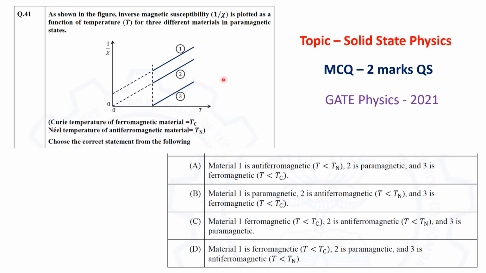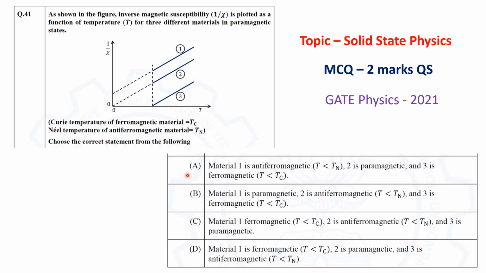So there are mainly 3 types of magnetic materials. They are paramagnetic, ferromagnetic and anti-ferromagnetic. So we have to identify which plot corresponds to which material. Here some information is given. Curie temperature for ferromagnetic material is Tc, Néel temperature for anti-ferromagnetic material is Tn. Then we have to choose the correct statement from the following.